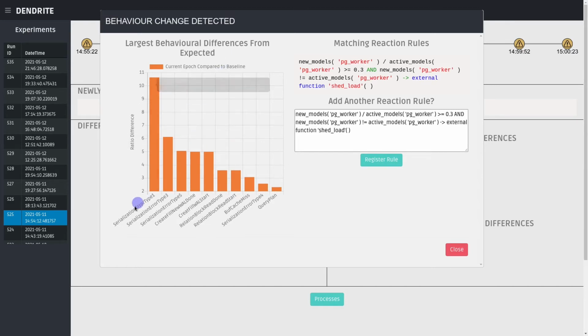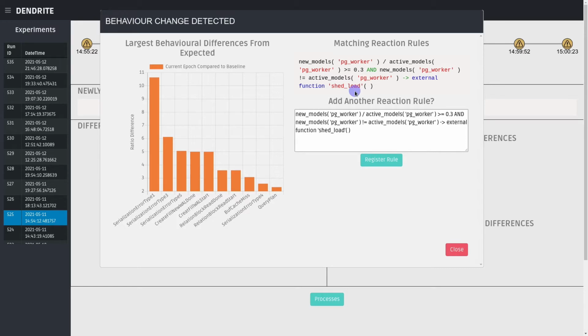We see that there is a large increase in serialization failures and disk activity associated with the load spike. The top right of the panel shows the user-defined reaction rule that Dendrite matched to this behavior difference. Specifically, the ratio of new PostgreSQL worker processes over active processes is 30%, or 30% of all running PostgreSQL worker processes started in this interval, which indicates a load spike. Therefore, Dendrite executes the shedLoad user-defined function. This function alleviates the load on the database by reducing the number of active client connections and restores normal performance.